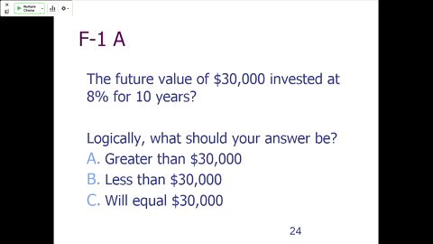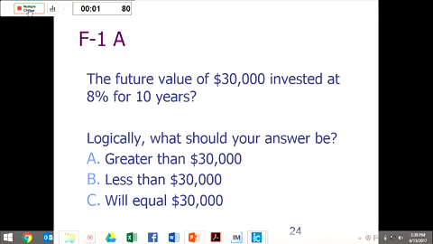Let's just look at one of these. You have a problem, F1, that's Appendix F in the back of your book. This is one problem that you have there. So let's just see if you can get the general understanding of what you would do in this situation. The problem says, the future value of $30,000 invested at 8% for 10 years. I just want to know logically, what should your answer be? Logically. I'm not asking you to use a table or anything. Just logically. What should your answer be?